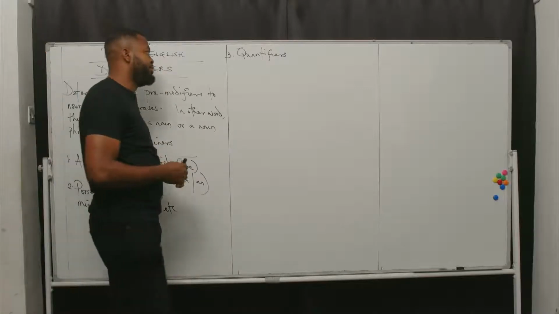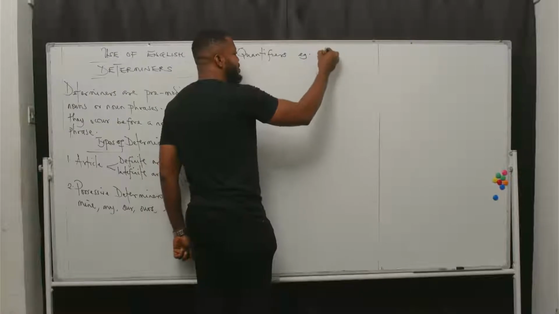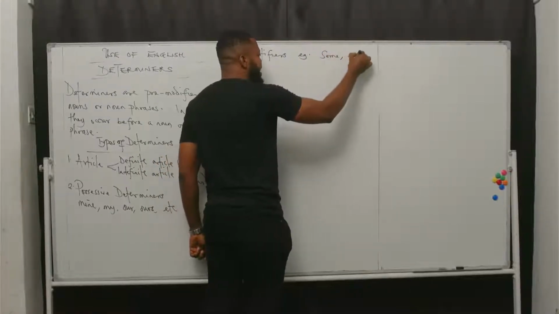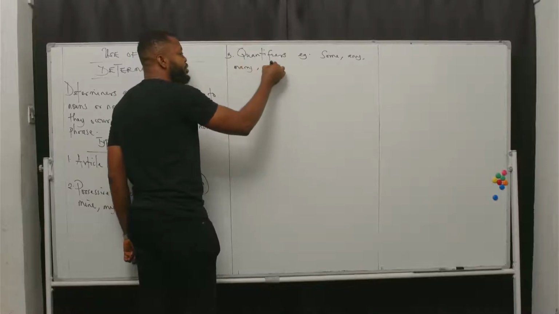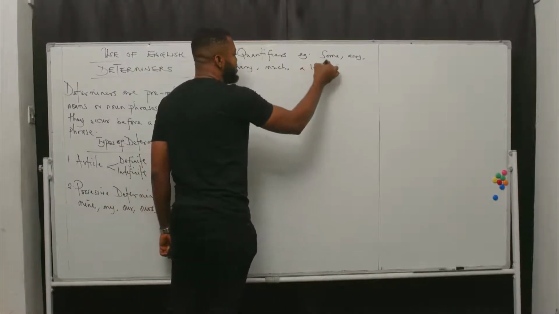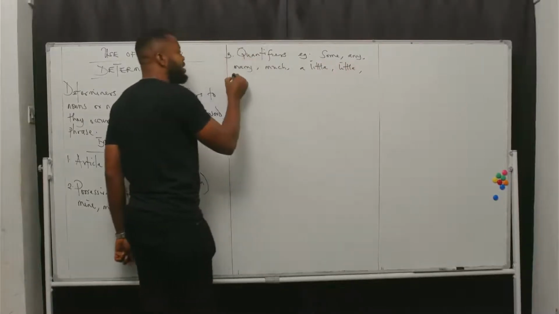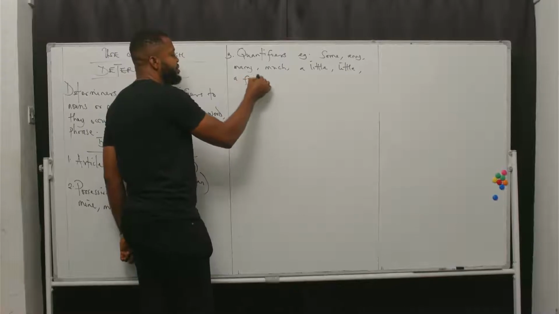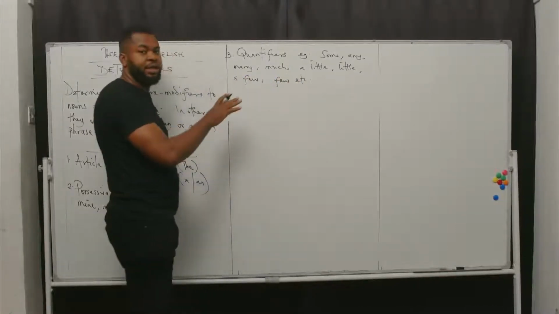So let's continue. Like I mentioned, for example, you can have some, you can have any, you can have many, you can have much, you can have a little, you can even have little, you can have a few, you can as well have few, and so on like that. I hope this is clear to you now.